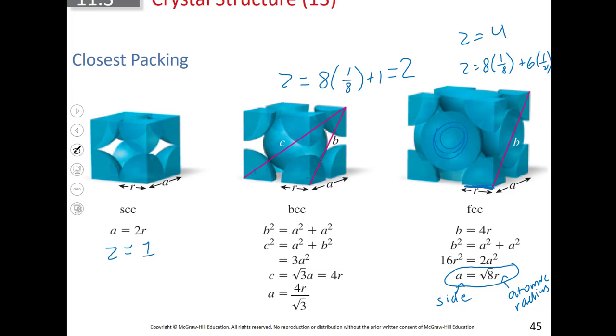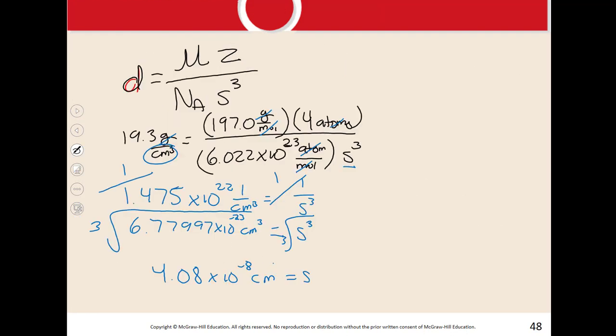Now we're going to plug in this one, which says the side length is equal to the square root of 8 times r, and solve for r. So 4.08 times 10 to the negative 8 centimeters divided by the square root of 8 will give us r. That's 1.44 times 10 to the negative 8.